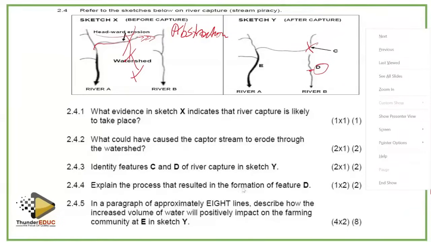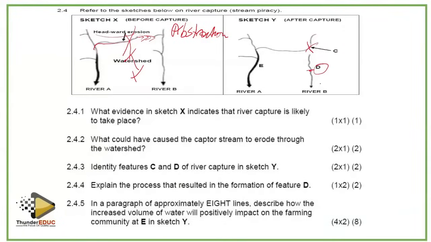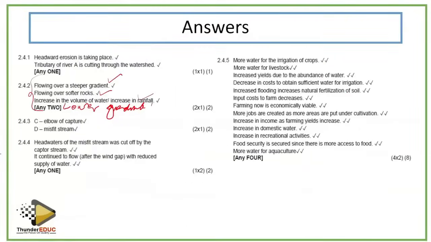Explain the process that resulted in the formation of feature D. What is feature D? It's a misfit stream. How did the misfit stream form? Number one, the headwaters of the misfit stream were cut off by the captor stream. So its headwaters have been cut off. It continued to flow after the wind gap with a reduced supply of water.